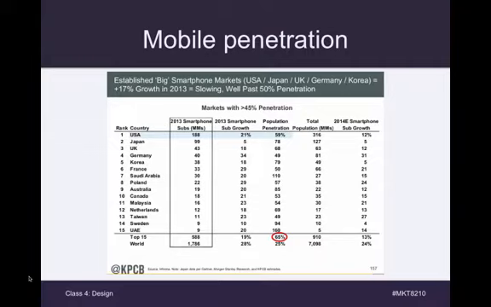Now, if you take a look at number 7, Saudi Arabia, the population penetration is 110%. Does anyone have any idea what that means? The mobile penetration in Saudi Arabia is 110%.